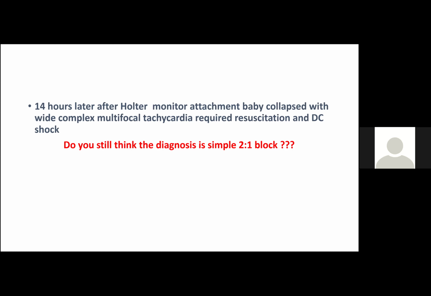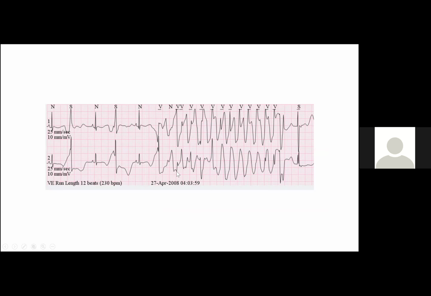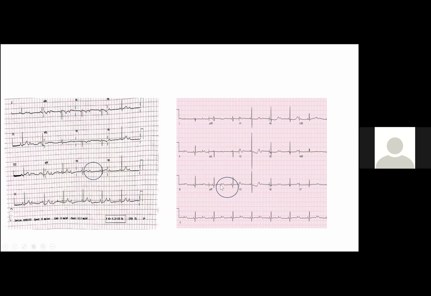As I mentioned, do you still think this diagnosis is a simple 2-to-1 block? Of course not. This is the difference from the simple 2-to-1 block. To make it an easy equation, you will find the P wave, QRS, T wave, P wave. This is a weak conduction system. Then another P wave is conducting, but this one, no. It is this P wave.